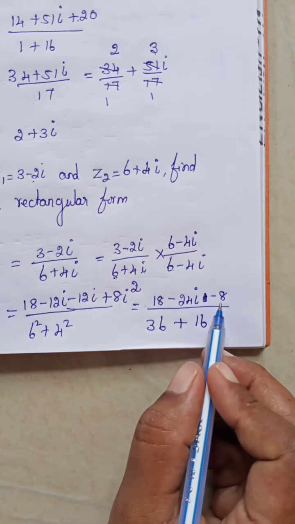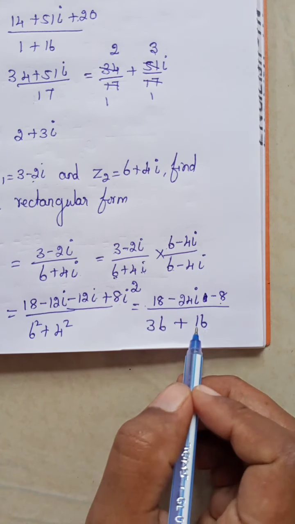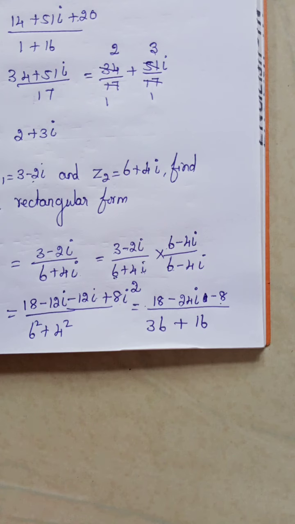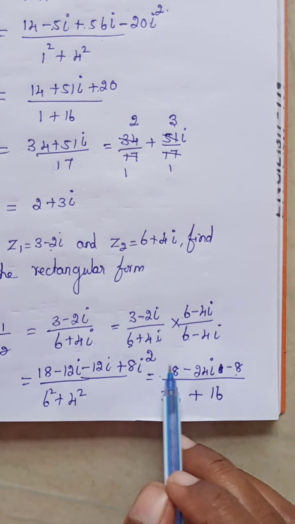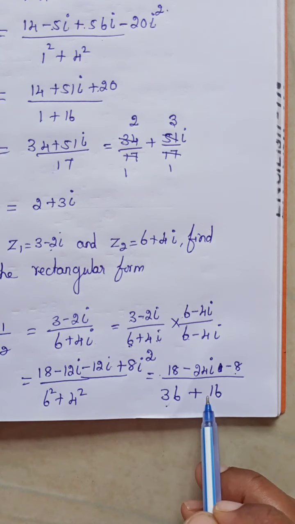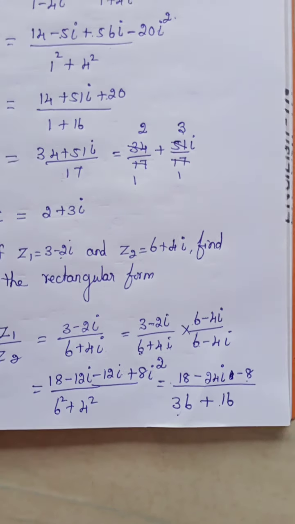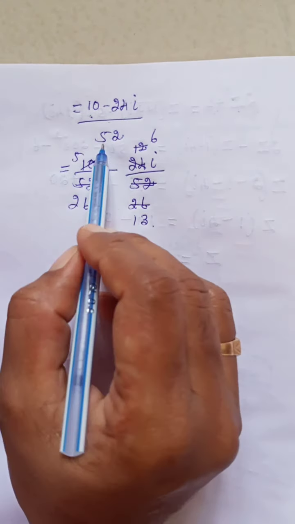Now 18 minus 8, 10. 10 minus 24i divided by 52. See, 18 minus 8, 10, minus 24i by 36 plus 16, that is 52. See, (10 - 24i) by 52.